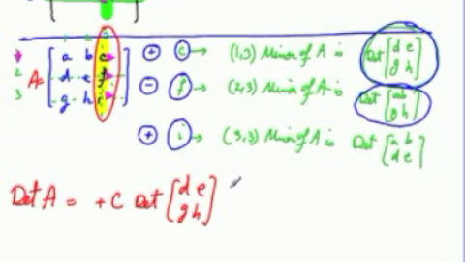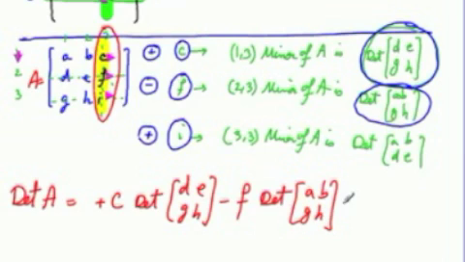What should I write next? Minus. So this guy has a minus. The term itself is F. Its minor is the determinant of whatever is left once you kick that guy out, which is A, B, G, H. What else? Plus I times the determinant of A, B, D, E.